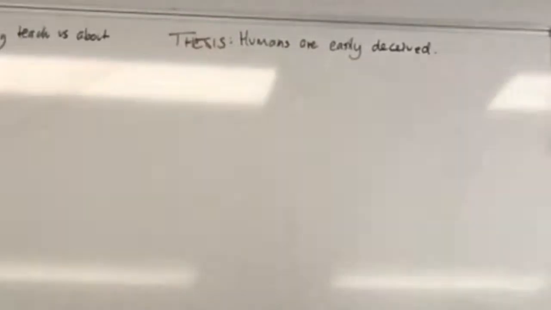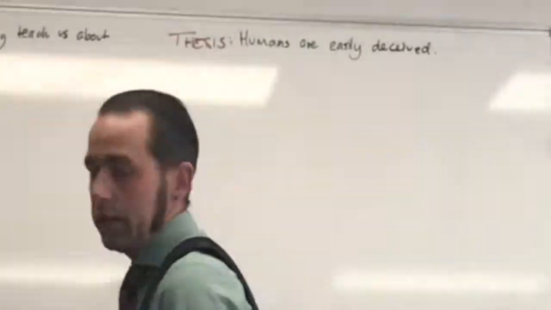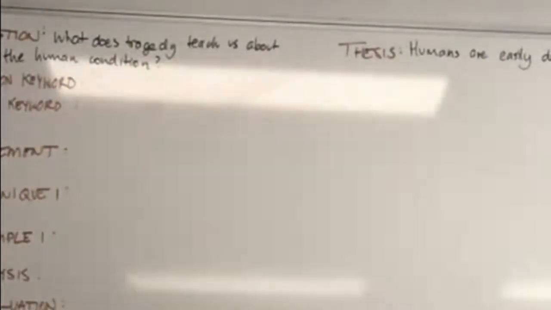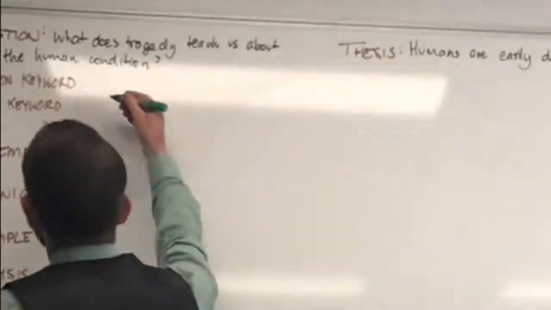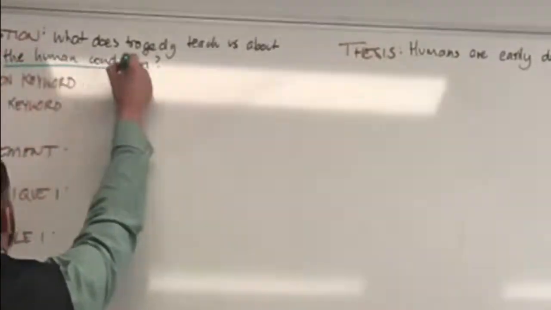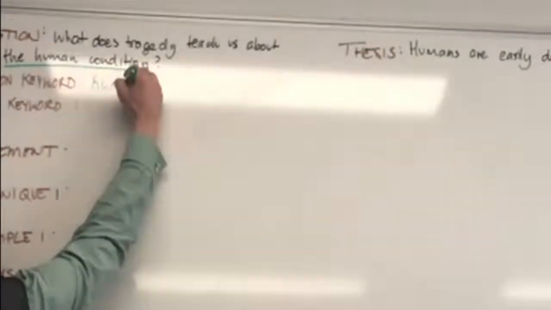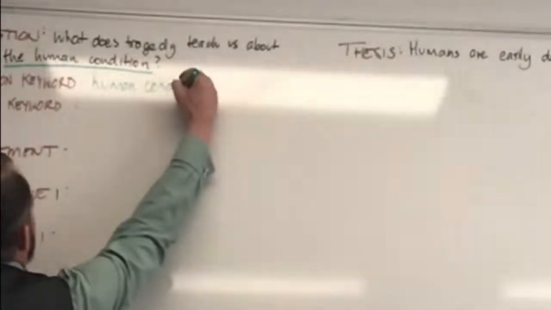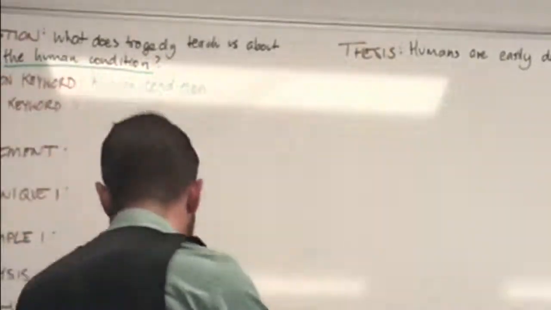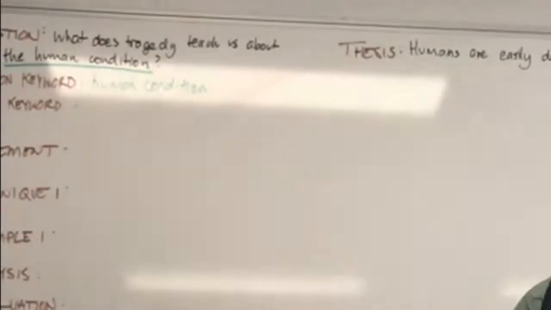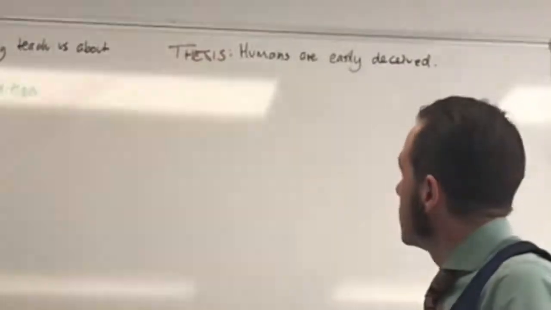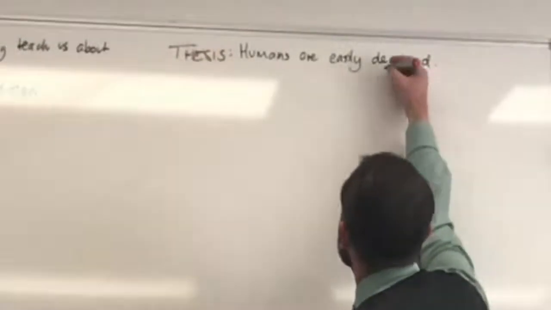So the first thing that I need to do is I need to get my keywords. So you'll notice that I'm going to use some colour coding. I'm going to use green for my question keyword. And so my question keyword or key phrase is going to be the human condition. Alright, so I can put that here. And my thesis keyword, which is going to be in red, is deceived.